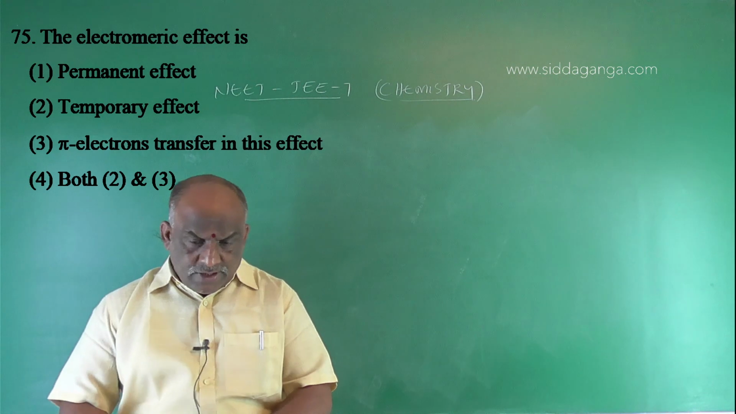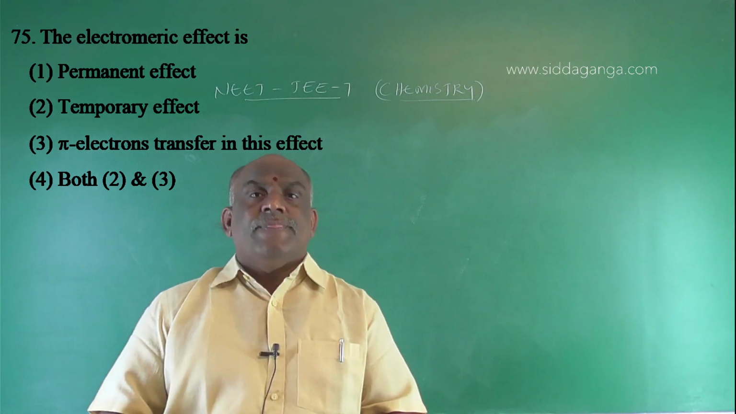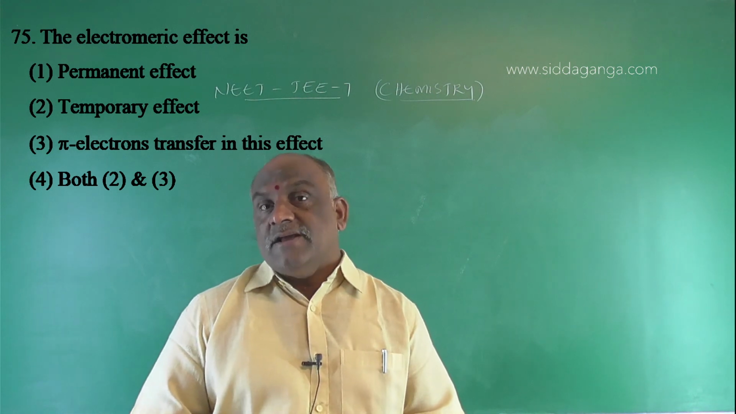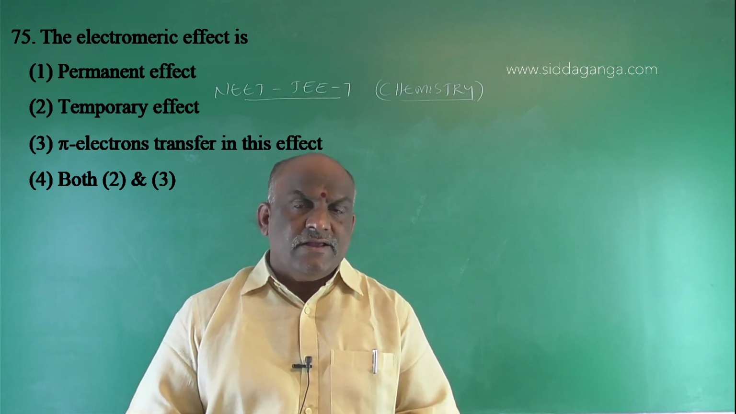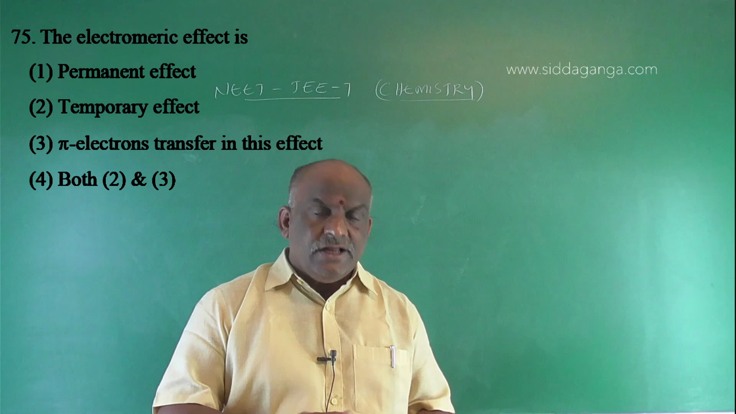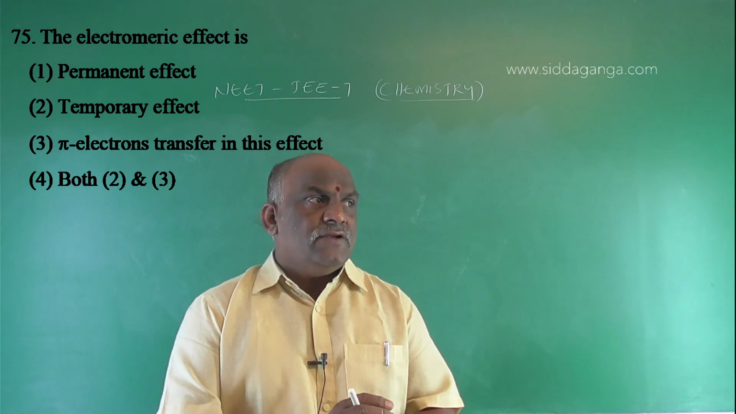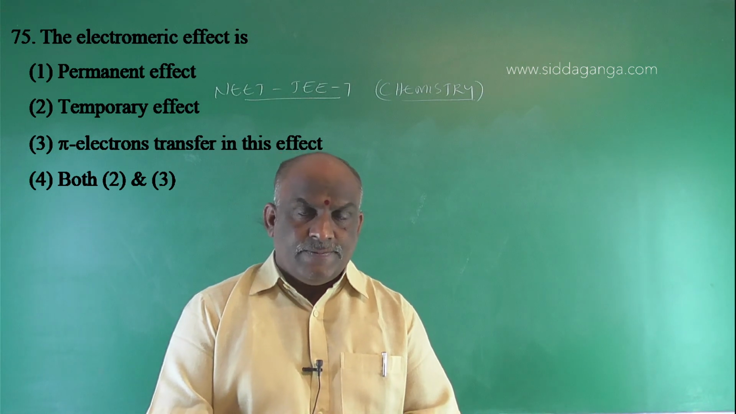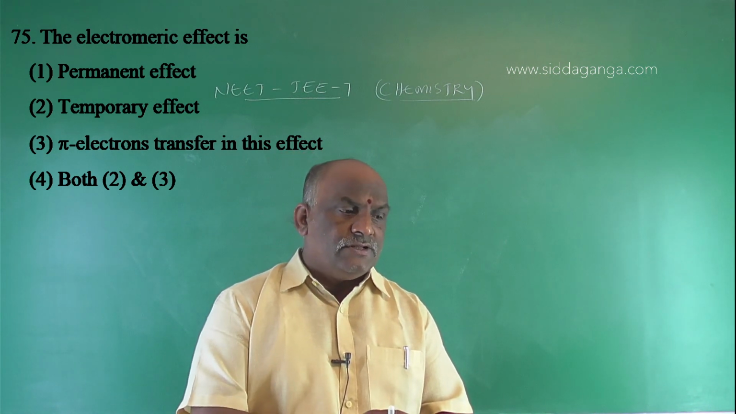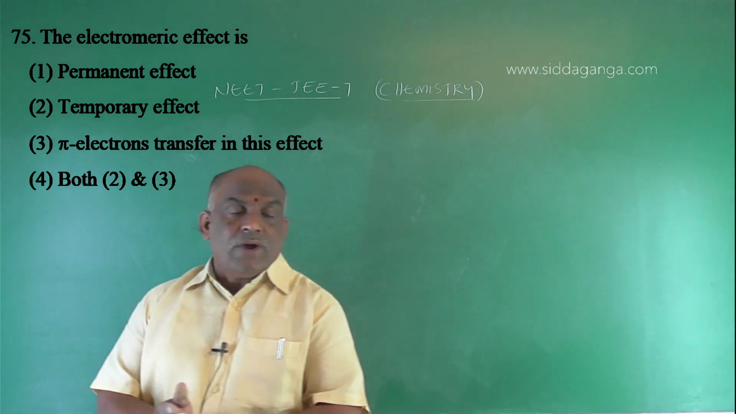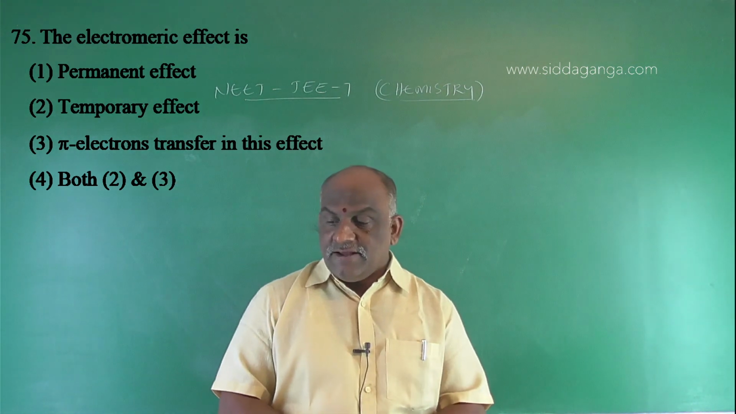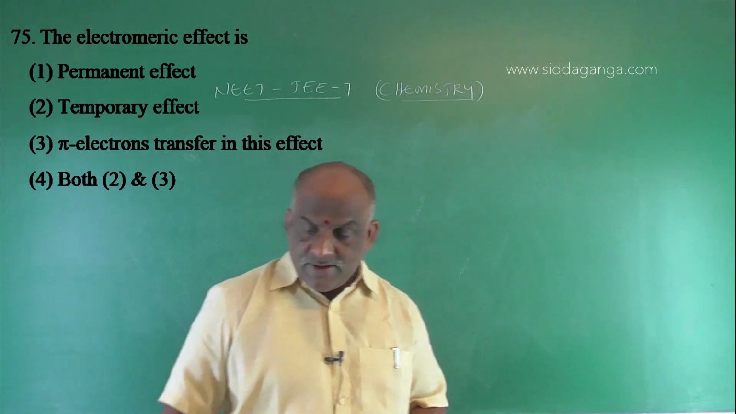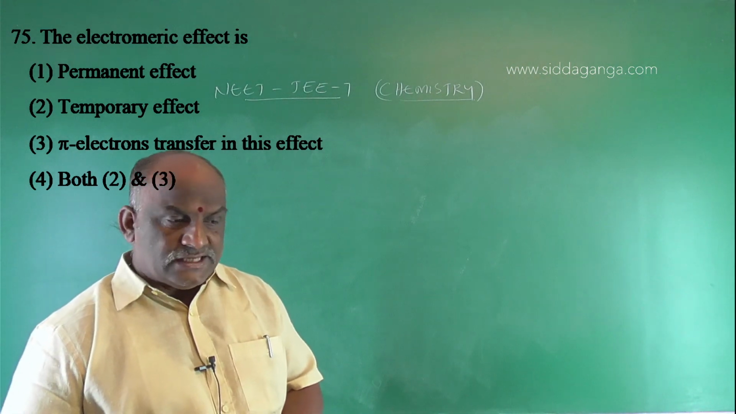Both option 2 and option 3 are correct, because the electromeric effect is temporary, in the presence of an attacking reagent. In the presence of the attacking reagent, delocalization of the pi bond takes place. If the attacking reagent is not present, there is no delocalization. On the basis of that, we should go with the fourth option. Both 2 and 3 are correct for this question. Option 4 is right.